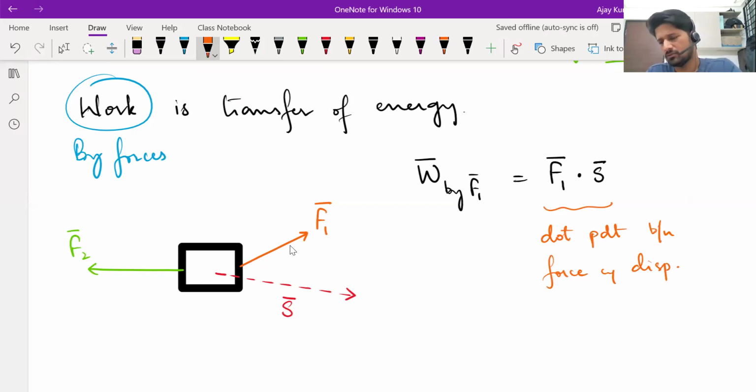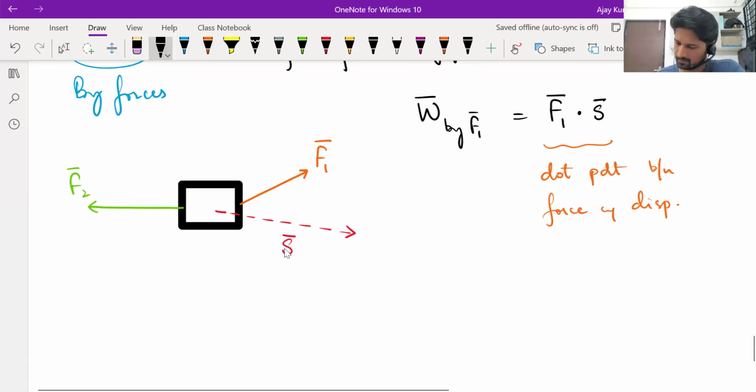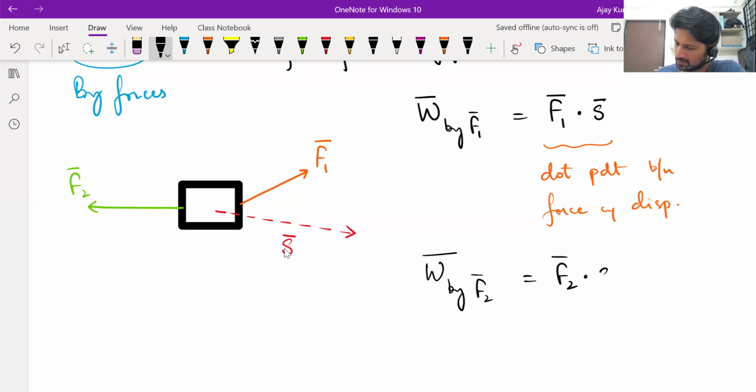In lower classes, you might have learned it as force into displacement, something like that. From now onwards, you will never use the word "into" between two vector quantities. It will either be dot or cross. Cross you'll learn in the next chapter. Work is the dot product between force and displacement. So if you want the work done by the force F1, then it is F1 dot the displacement. If you want work done by F2, that will be the force F2 dot the displacement.